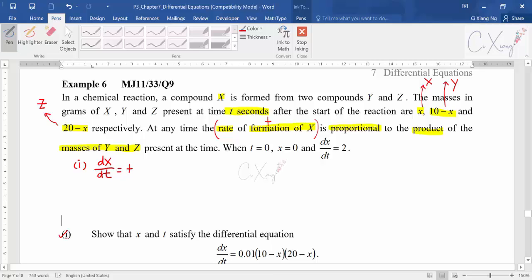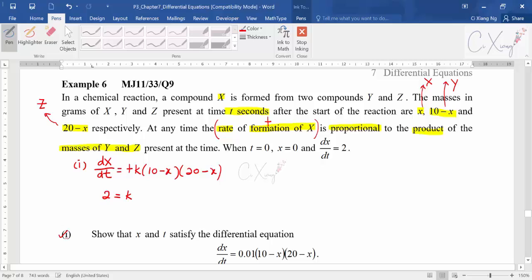Because of the word formation, you should know that it is an increase in mass. Proportional means k, the product of the masses of y and z. The mass of y should be 10 minus x, the mass of z should be 20 minus x. Then product means multiply, so multiply y and z together. y is given, z is given as 20 minus x. Then, because at t equals 0, x equals 0, dx/dt equals 2, I will just substitute the information given here to get the answer.